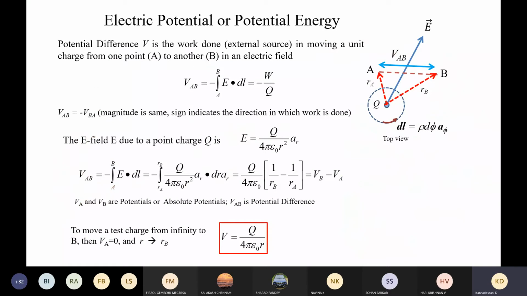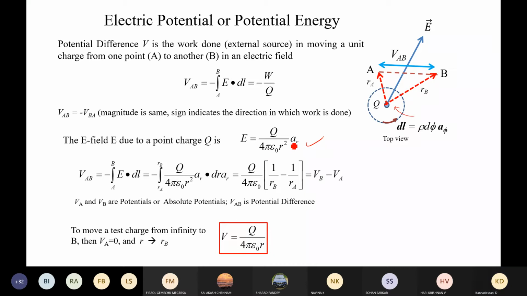Once you calculate this work done, if you divide by the test charge value, then immediately we can get the potential, most commonly referred to as potential difference. This tells the work done per unit charge when the test charge is moving from one place to another. Let's say there is a point charge Q, and because of this point charge, the electric field exerted in all directions is easily given by Q by 4 pi epsilon r square a r vector.